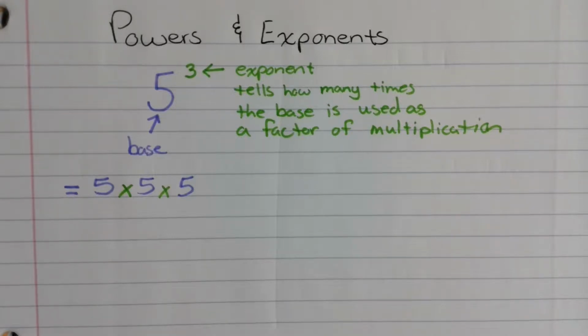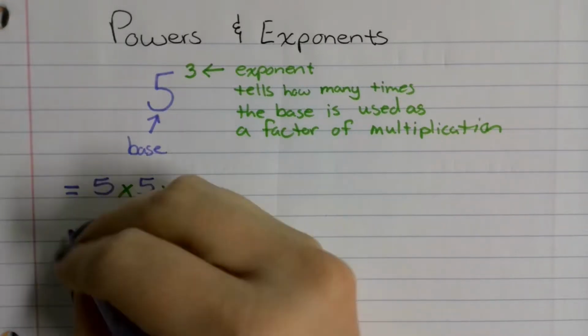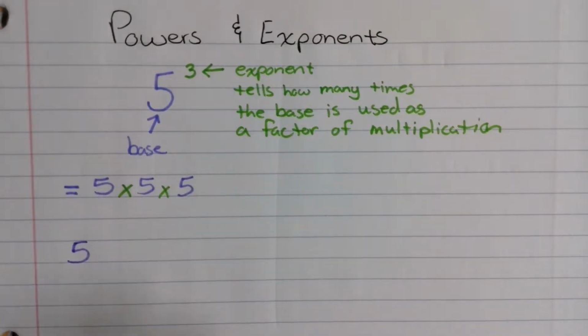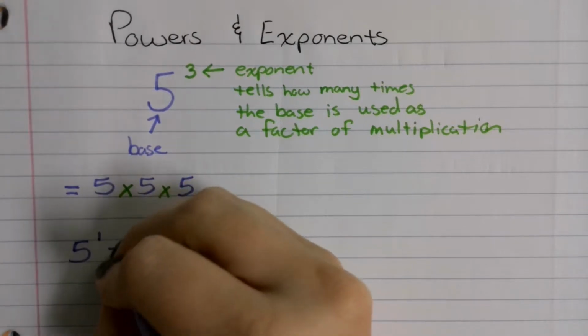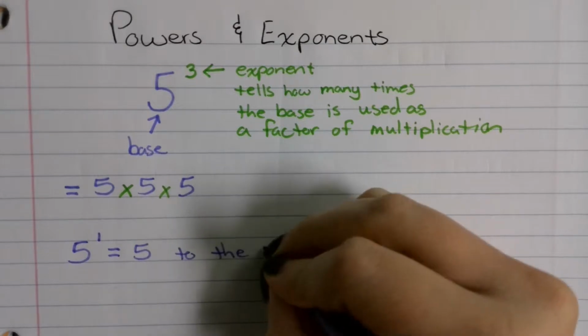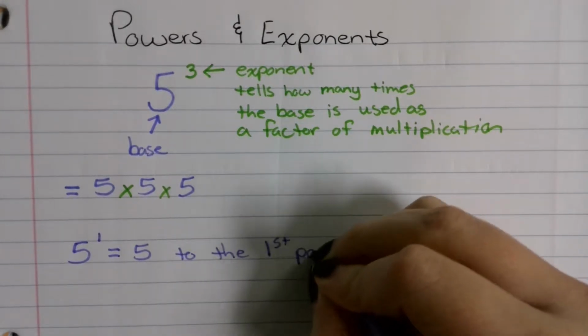Now, how you phrase it. Every single number has an exponent, even if it doesn't have one written. If it's not written, what's the exponent? 1. Just like before, if we say every single variable has a coefficient, if it's not written, it's a 1. It's the same thing with an exponent. If I were to just write 5, it has an exponent. The exponent is a 1. And this would just be represented as 5 to the first power. That's how we read our powers.